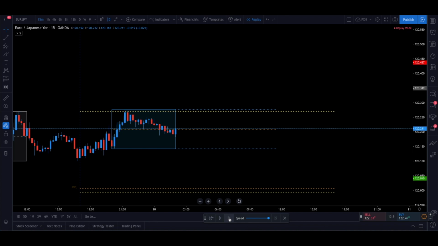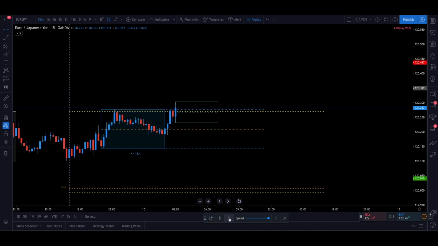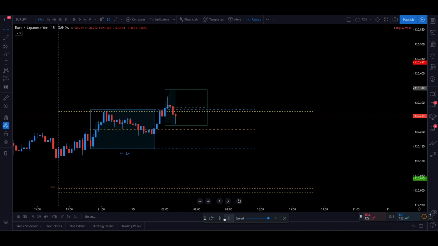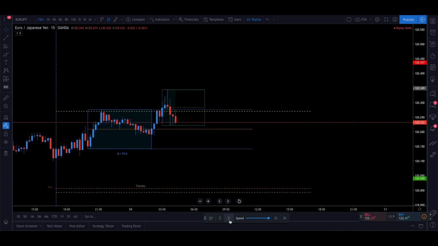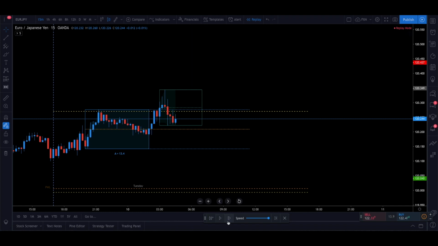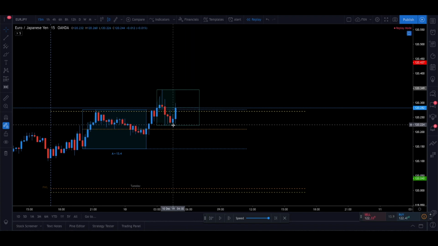All right, so let's take a look at this one here. As you can see, we're playing out. And look, we're coming out from the middle of the range, going straight up to the top of the range. Right here, we're getting rejected. And then we're coming our way back down. Look, it's not even going down to the middle of the range.